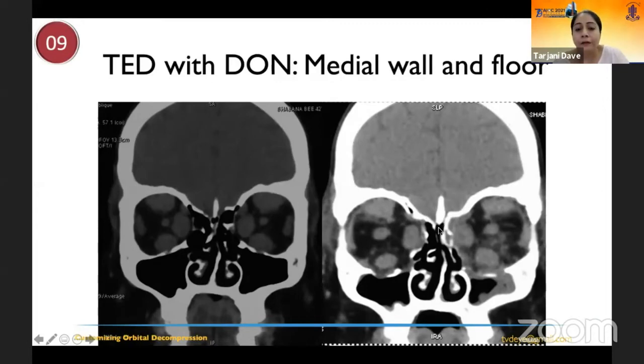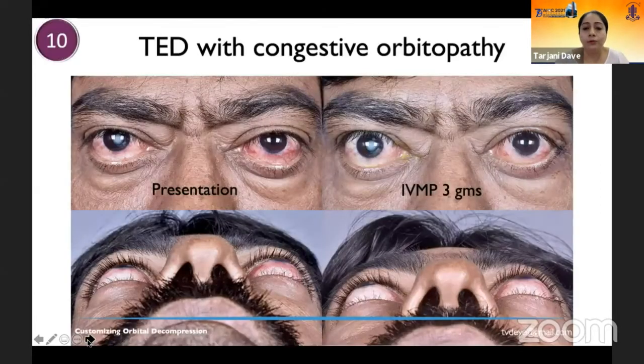I'll be wrapping up in a minute. And if you see over here, in these situations, you do an unbalanced decompression involving the medial wall and the floor, because those are the muscles which are closest to the optic nerve, and you want to push them away so that the optic nerve gets a breather and is able to gain vision again.